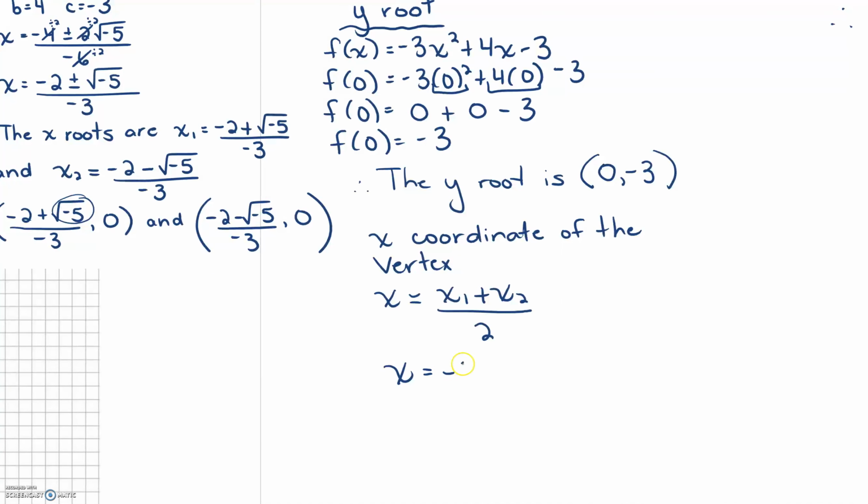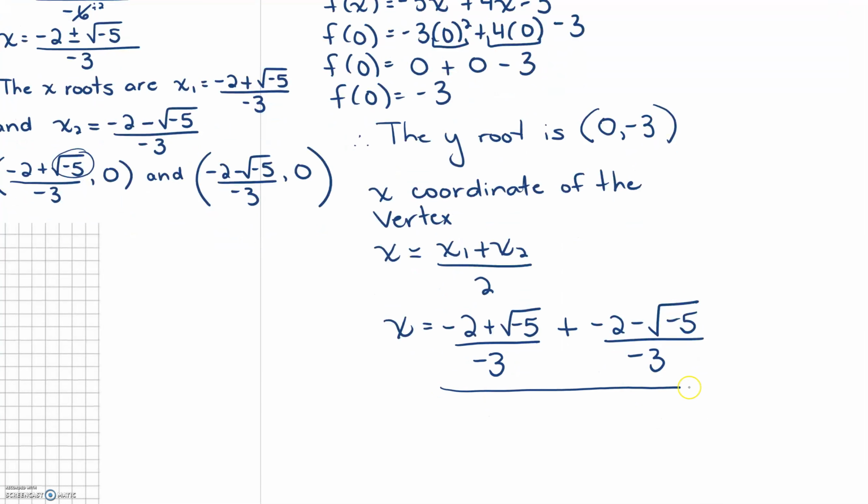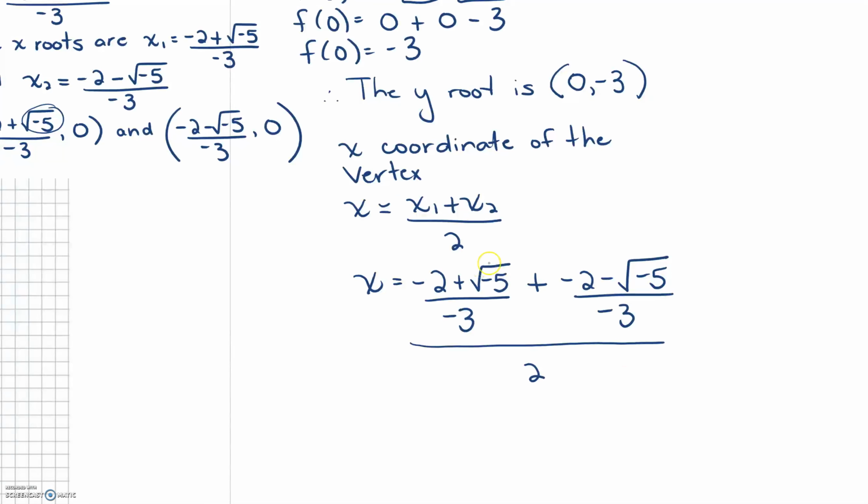My first one is -2 plus square root of -5, divided by -3. We're going to go ahead and add -2 minus the square root of -5 over -3. And we're going to divide all of that by 2. Remember that positive square root of -5 minus square root of -5 cancels each other out. So now we're left with -2 plus -2 and all that over -3.